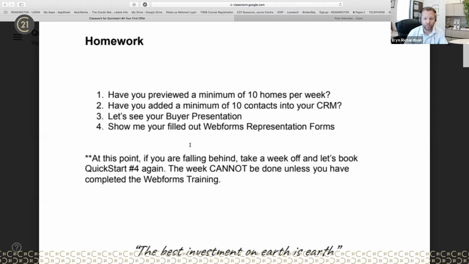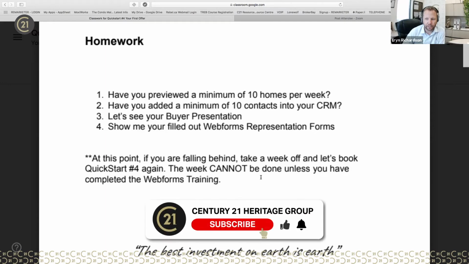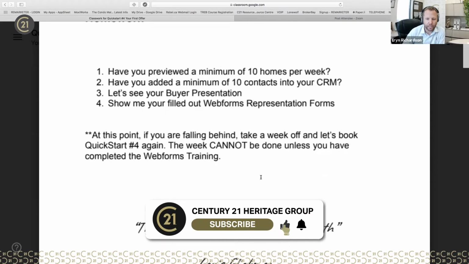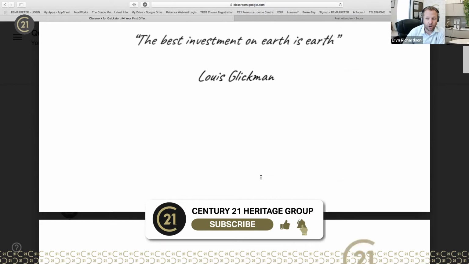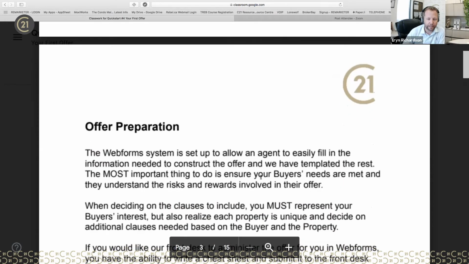So show me your filled out web forms representation form. One of the assignments was to watch the web form videos to see how to go in there and print off forms, and your representation forms during your presentation is what you're going to pull out and get that signature. So at this point, if you're falling behind, let us know and just take your time. Don't rush through it and get things accomplished. That's the most important thing.